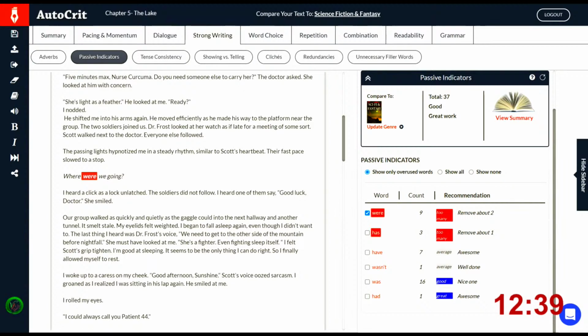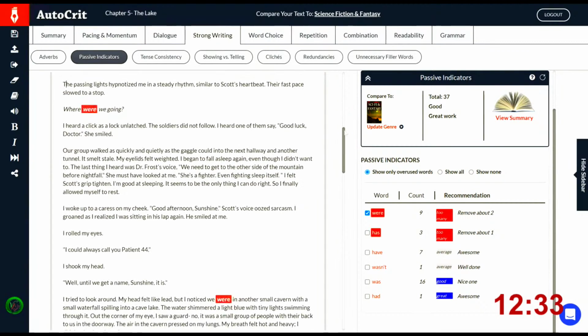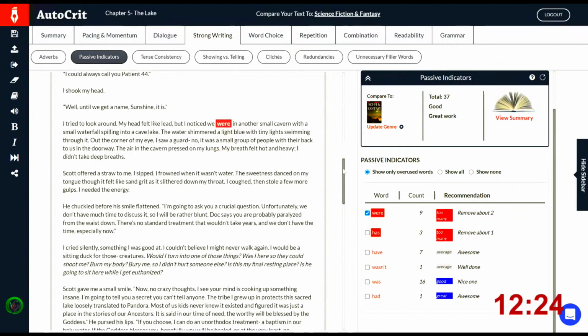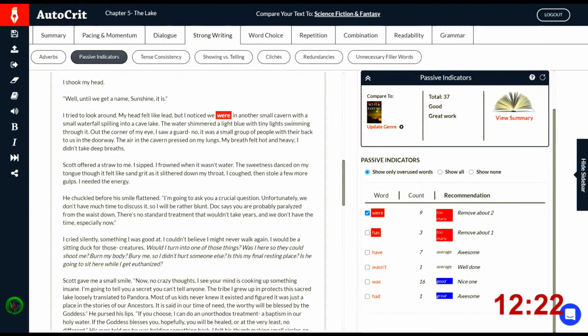All right. Where were we going? So in this case, this word we're definitely keeping because she's talking, or at least she's thinking in her head. I heard a click as the lock unlatched. All right, where else? Let's jump down to our next word. But I noticed we were in another small cavern with a small waterfall spilling into a cave lake. My head felt like lead. And I don't know if this, let's just say period.